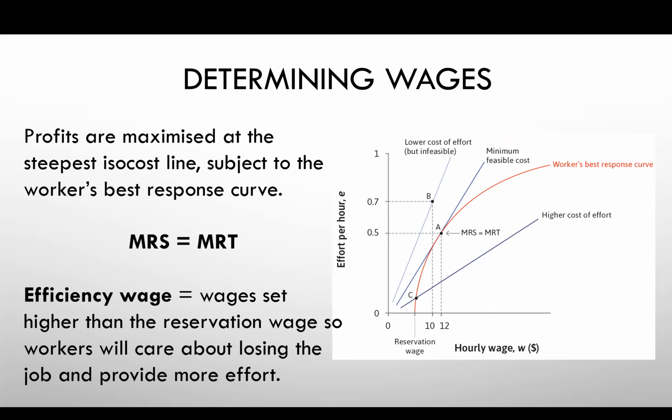And how are wages determined, given those two curves, from the perspective of the employer and from the perspective of the employee? Profit is maximized on the steepest isocost line, subject to the worker's best response curve, and in the efficiency wage model wages are set higher than the reservation wage. So workers will care about losing the job and provide more effort. This is again linked to employment rents. And we can see here the point where the MRS from the firm's perspective equals the MRT from the employee's perspective, is where the wage is set and how much effort the worker exerts.